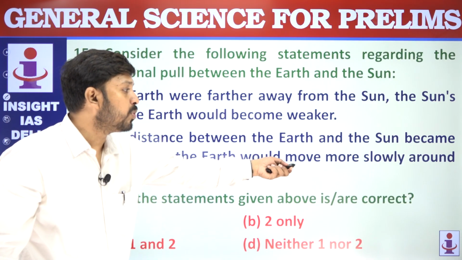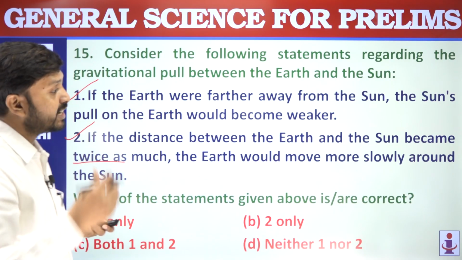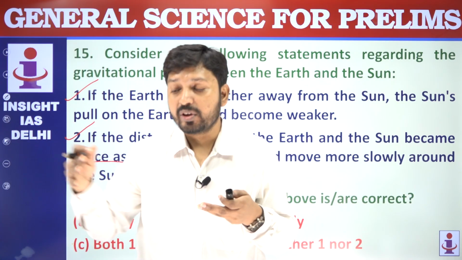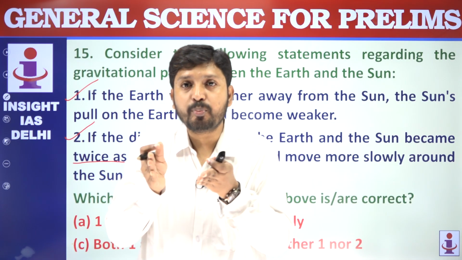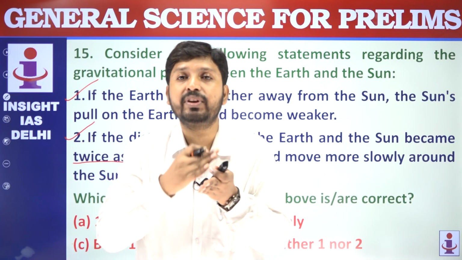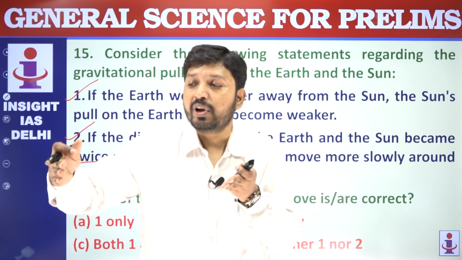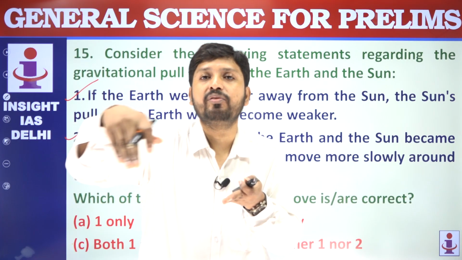So the Earth would move more slowly around the Sun. This is also a right statement, because if something is very close, to avoid getting pulled into the Sun, it will try to revolve very fast. But as it is moving away, gravitational pull will be reduced. So there is no need to revolve very fast; it will revolve very slowly.